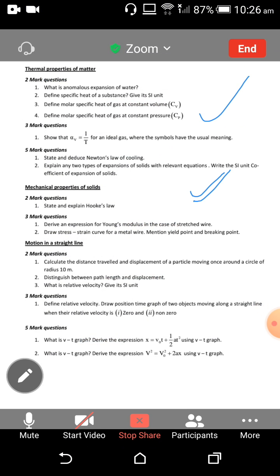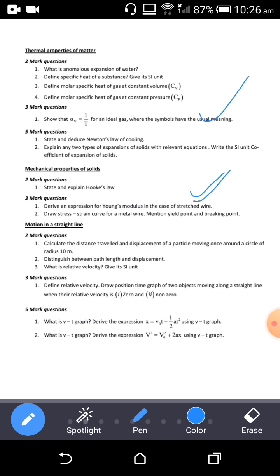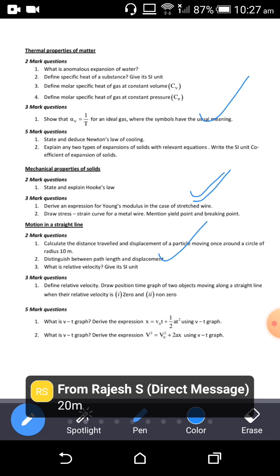Okay, do one thing, I'll leave it to you itself. Just find the answer for that. It's very simple. So next, coming to the next question, that is, distinguish between path length and displacement. In the notes you have the difference between path length and displacement. You can just go through that.